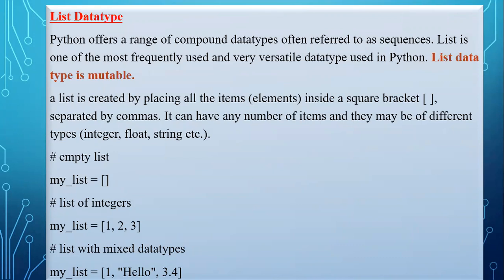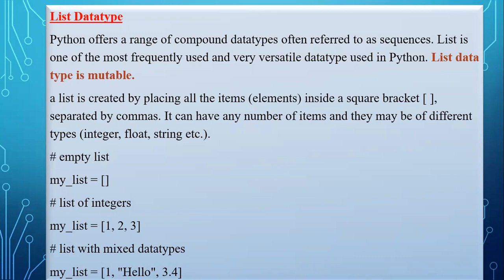So last class we started with the list data type. Before that, we completed all the decision making statements, looping statements, and control statements. I hope everyone understood all those logic programs and the syntaxes of if, while, for. And then we started with list.